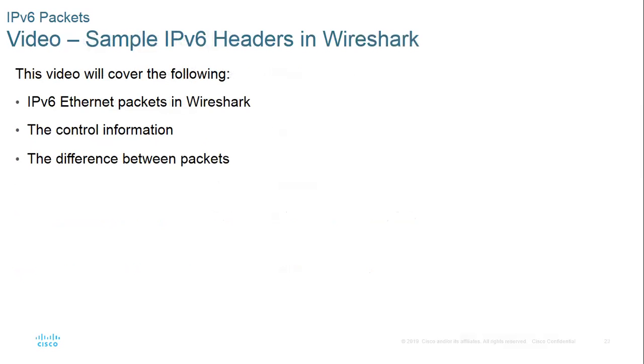This video can also show you IPv6 headers in Wireshark encapsulated within Ethernet packets. What are the control information and differences between packets?